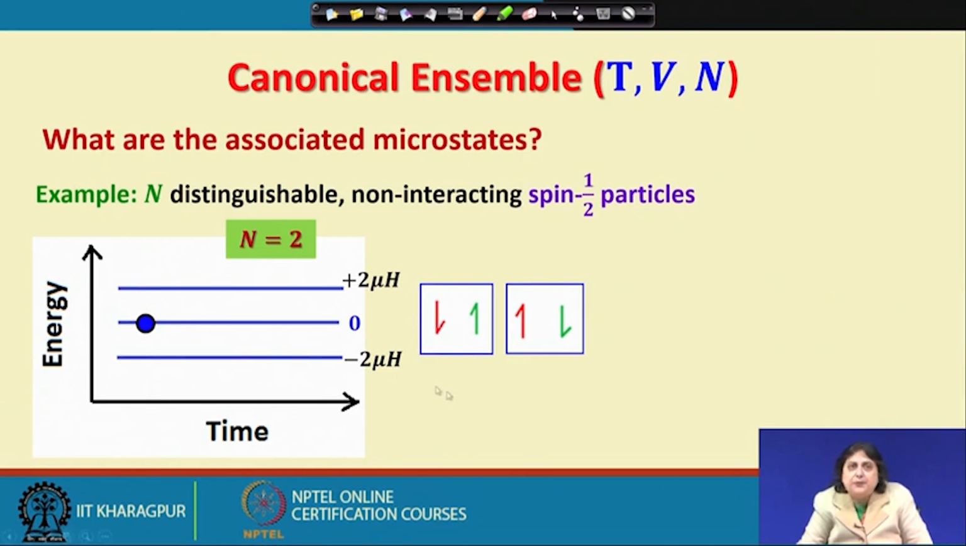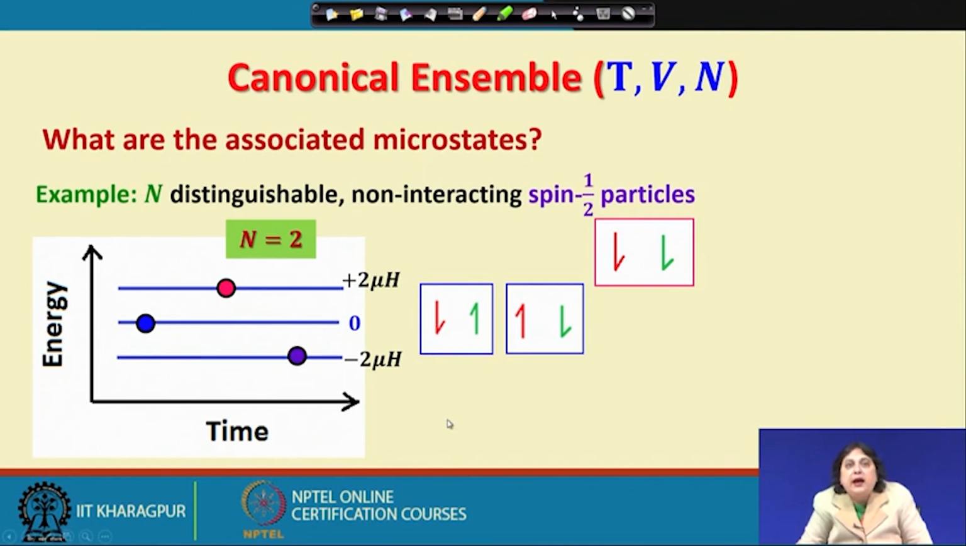Now, if it so happens that I have the system in this higher energy state, what happens? What are the typical microstates associated with the system residing at the higher energy state? We understand that this must be the case when both the spins are oriented antiparallel to the applied field.